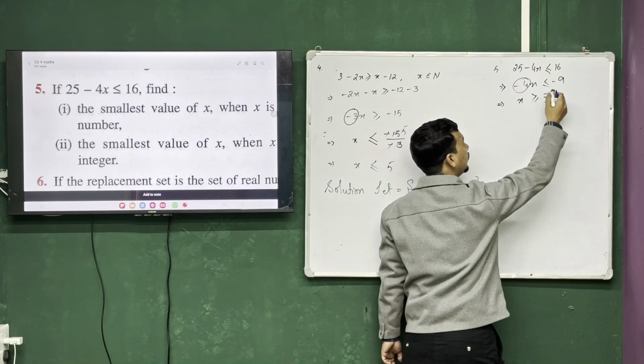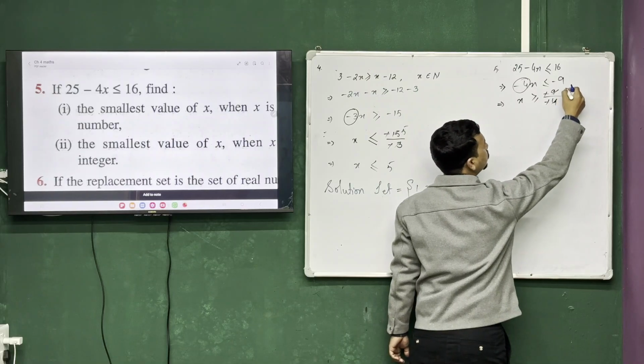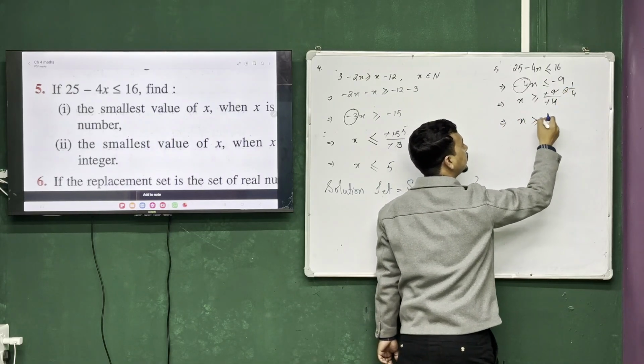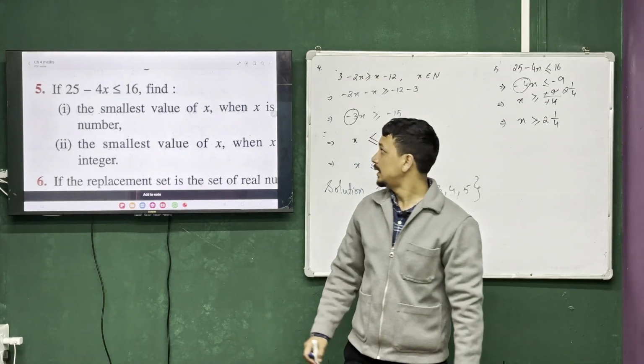So minus 9 by minus 4, minus minus cancel, 4 2s are 8, so 1/4. So this implies x will be greater than or equal to 2 and 1 by 4. That's all you got? Yep.